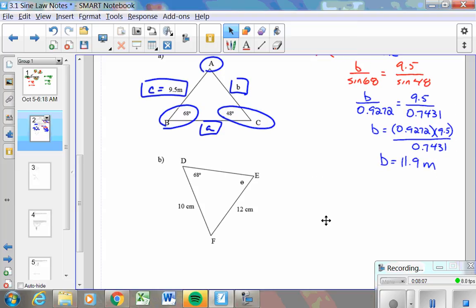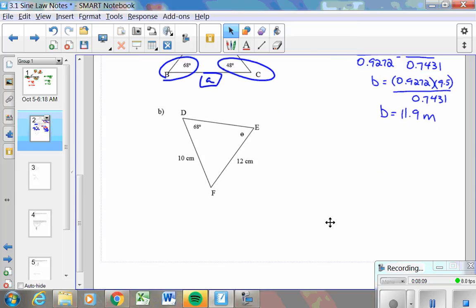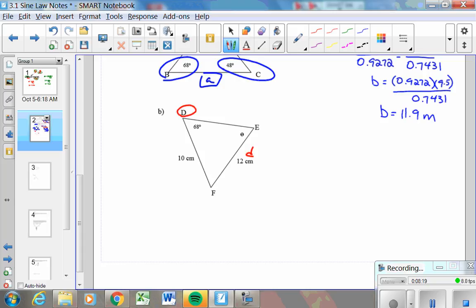Okay, let's look at the second example. We don't have a, b, and c this time, so let's change our formula to go with d, e, and f. We want to talk about side d, opposite of angle D. We have angle E, so we have side e. We have F, so we have little f.